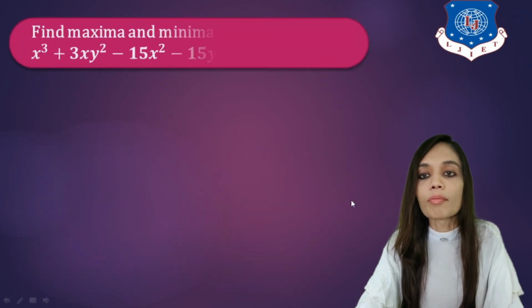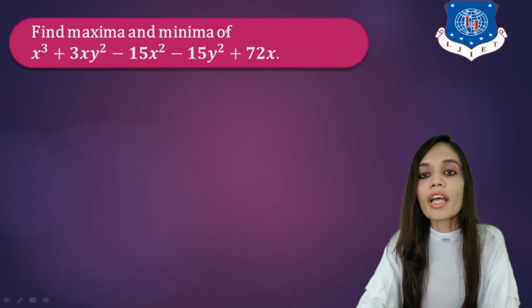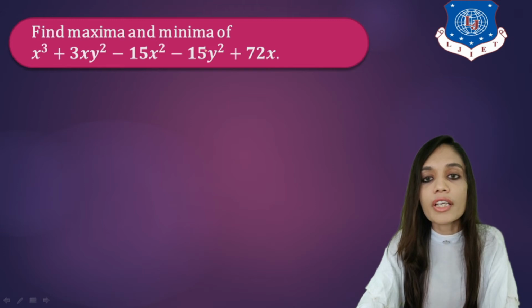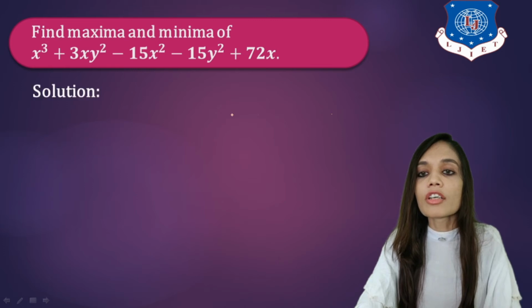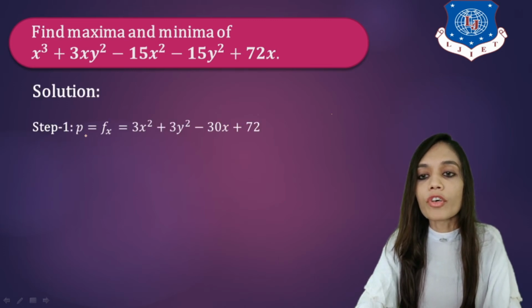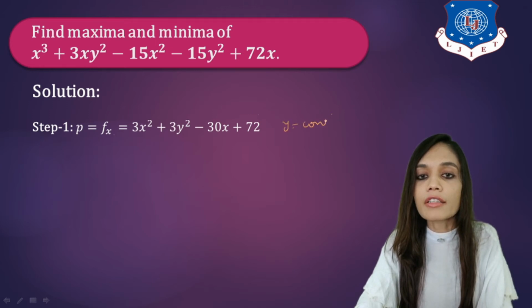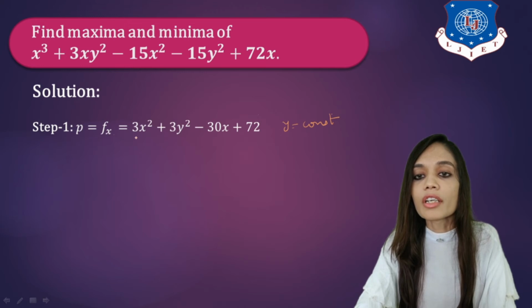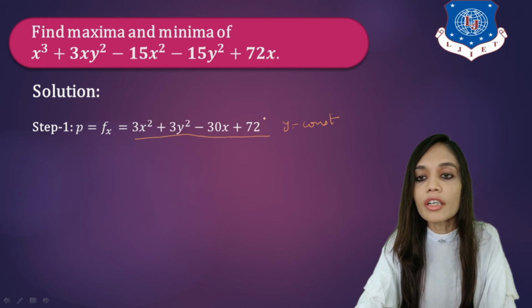Let's see one more example, which is: find the maxima and minima of x cube plus 3xy square minus 15x square minus 15y square plus 72x. So now let us begin the solution and start our step 1, that is find p is equal to fx, that is the partial derivative of f with respect to x, keeping what constant? Y as constant. So the answer will be 3x square plus 3y square minus 30x plus 72.